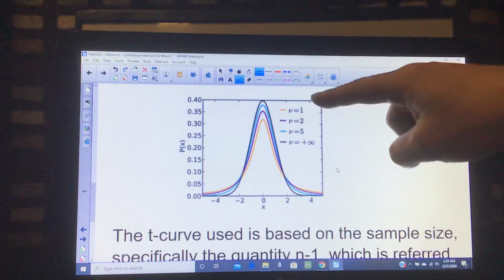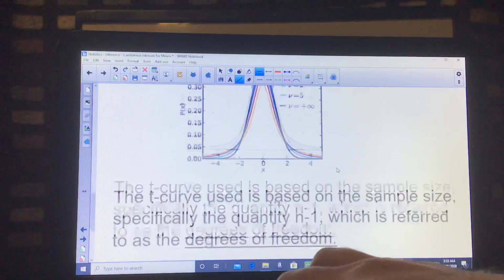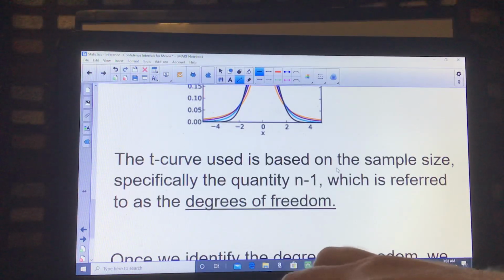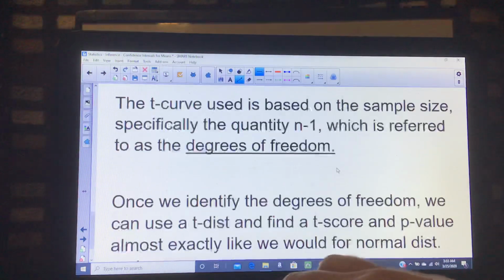There we go. These are sort of the degrees of freedom number, all right? So that's what we're going to use. Keep in mind on our example, I had 23 cars. When we go to make the t-curve, we're going to use 23 minus 1, or 22 degrees of freedom. So the calculator will make that t-curve for us, and we'll be able to get areas from it and find t-scores instead of z-scores, but it's very, very similar to what we do with the normal curve.